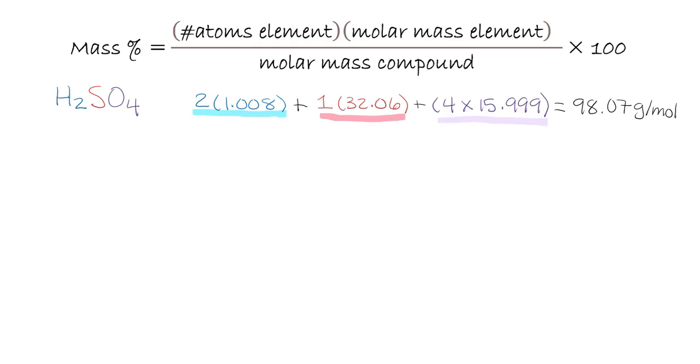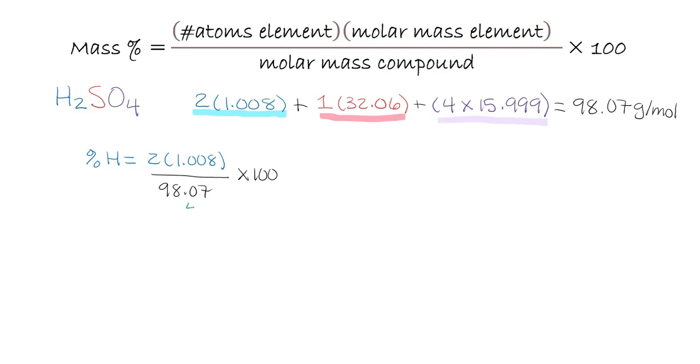It's the same information we need to calculate mass percent, which makes sense because we're trying to figure out how much each element contributes to the compound in terms of mass. So for hydrogen, we have 2 times 1.008 divided by the molar mass of the compound, which is 98.07, times 100, and that will give us the mass percent.